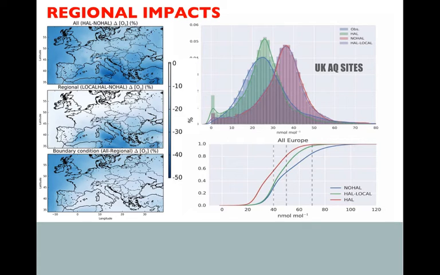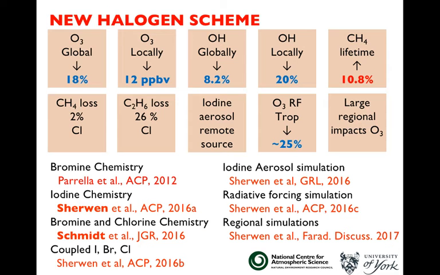Okay, so we get back to the main conclusions, which are essentially that the new halogen scheme has some fairly large impacts on the chemistry of the atmosphere. We've done quite a lot of work running through some of the implications of this, but this is the first step and the first stage of doing this. There's a lot more work that needs to be done to look at the chemistry and think about whether the chemistry is right or wrong.